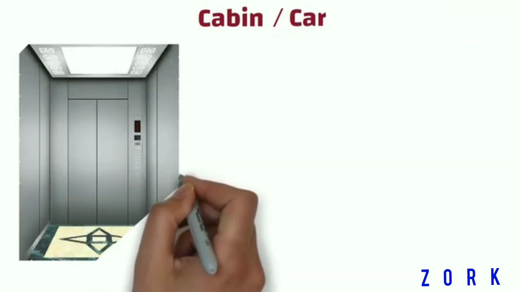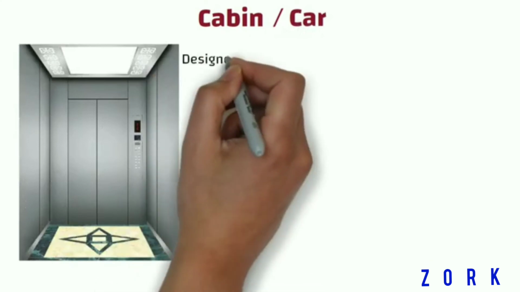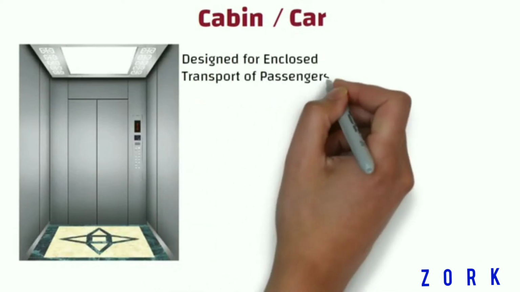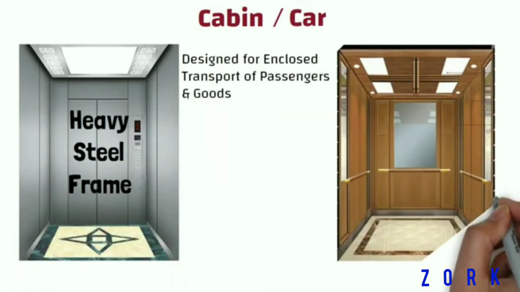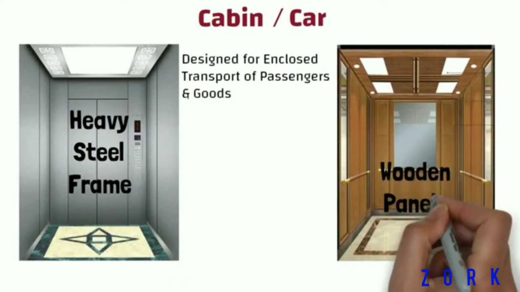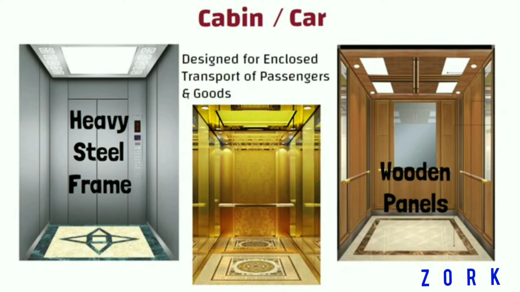Cabin. It is also known as car. You can see in this picture, this is the main part of elevator which is designed for enclosed transport of passengers and goods. It is usually a heavy steel frame surrounding a cage of metal and wooden panels. Cabin is the place where the passenger truly experiences the elevator.